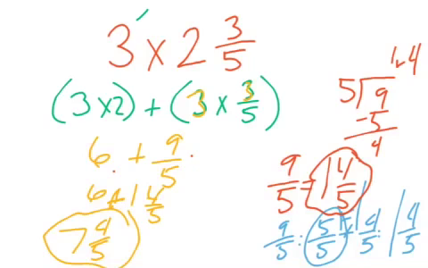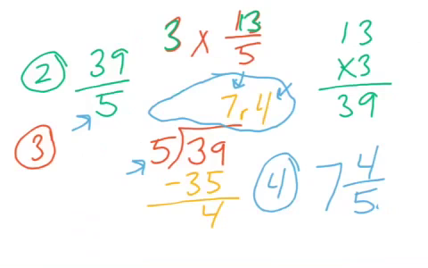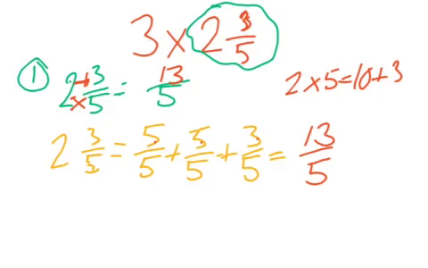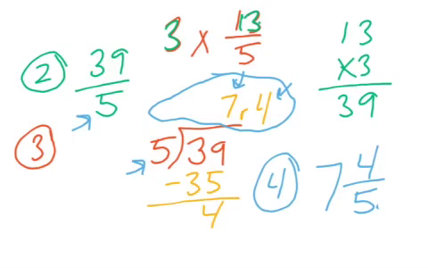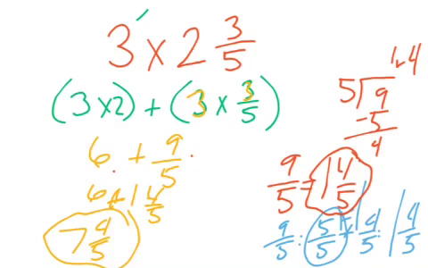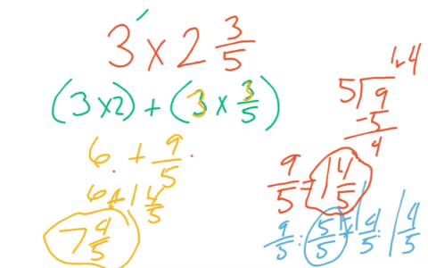This way, you're using the distributive property. Back over here, you have to first convert your mixed number to a fraction, multiply, and then divide. Again, either way you get the same answer. It doesn't matter how you do it. Let's take a look at another problem.